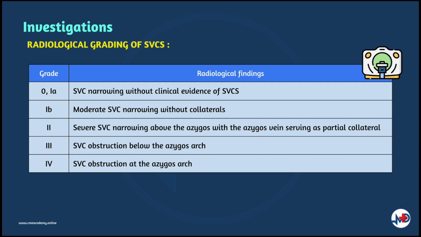So, as we noticed, grade 0 is narrowing without clinical evidence of SVC syndrome. Grade 1 has two subgrades, 1A and 1B. 1A is mild SVC narrowing without collaterals, while 1B indicates moderate SVC narrowing without collaterals. Grade 2 is when severe SVC narrowing occurs above the azygos, with the azygos vein serving as partial collateral. And grade 3 is SVC obstruction below the azygos arch, while grade 4 is SVC obstruction at the azygos arch.